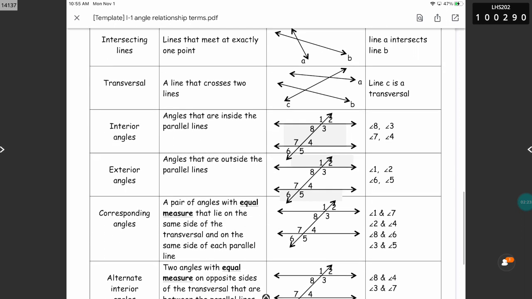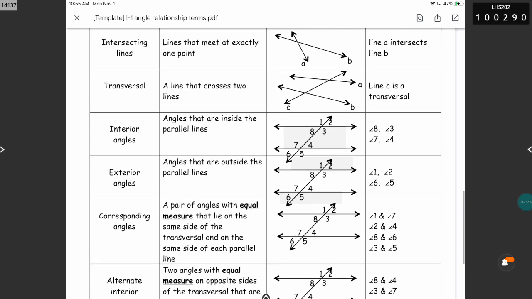Intersecting lines are lines that meet at exactly one point. A transversal is a line that crosses two lines. So line C is a transversal. Interior angles are angles that are inside the parallel lines. So that would be angle 8, 3, 7, and 4. Exterior angles are angles that are outside the parallel lines, like 1, 2, 5, and 6.